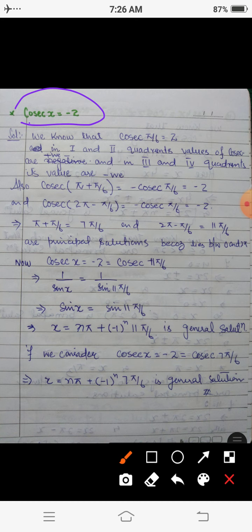We know that cosec x is positive in the first quadrant and in the second quadrant. Because in the first quadrant all are positive, in the second quadrant sine and cosec are positive, and cosec pi by 6 is 2, which is in the first quadrant, but its values are negative in the third and fourth quadrant.